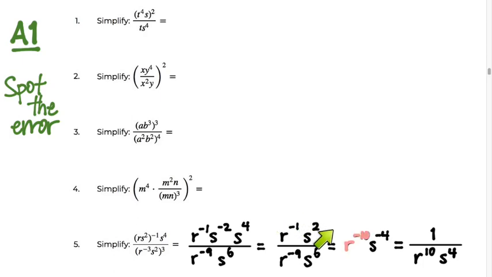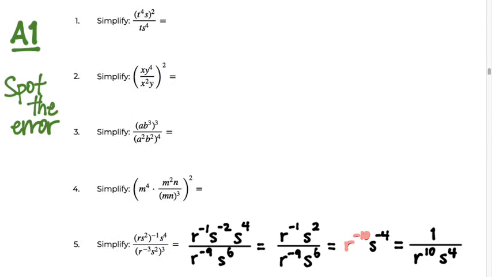The step that I made an error on is right here. R to the negative first power, r to the negative ninth power, and I combine them together to make r to the negative 10th power. Why is that incorrect? I should be subtracting, and how do I know I should be subtracting the exponents instead of, as I did here, adding? Right. Dividing powers means subtracting exponents. Adding exponents means I'm doing what to the powers?